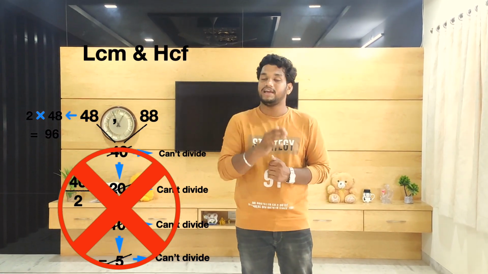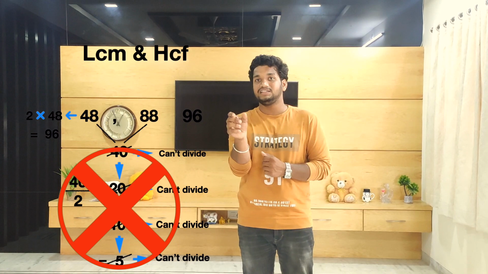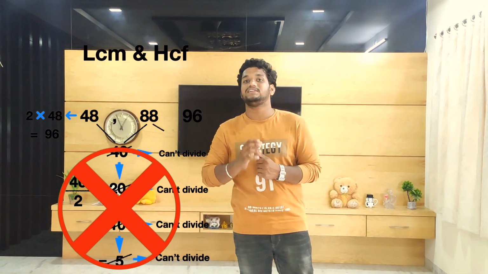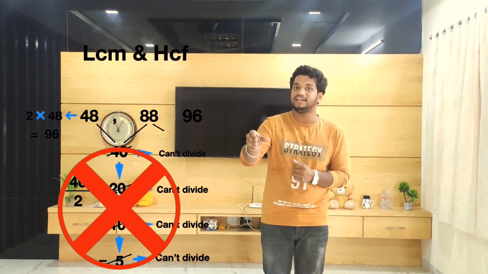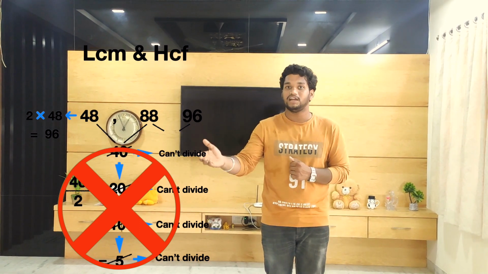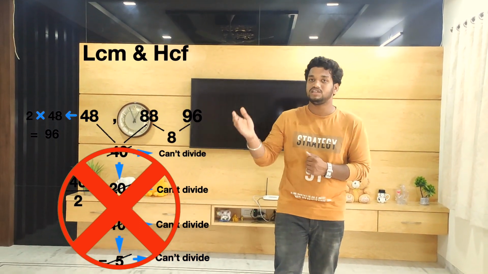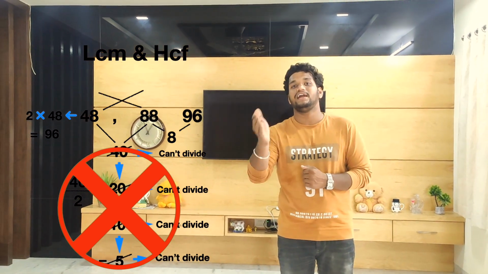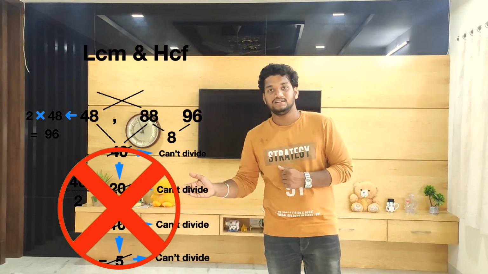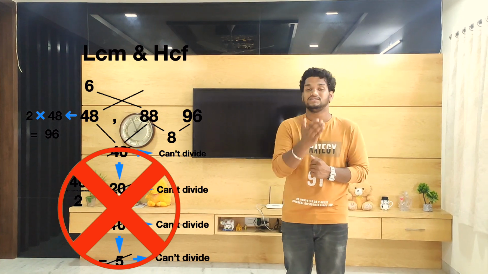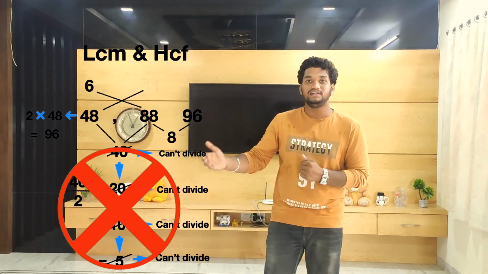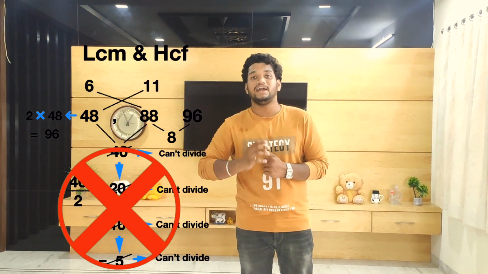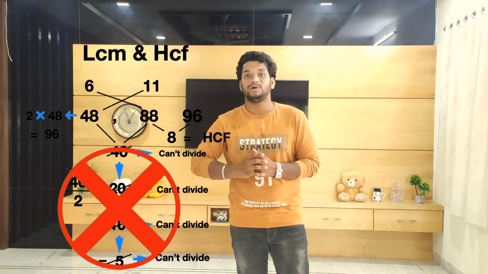Now next step, again it is common. I'll take the difference between 88 and 96. What is the difference between 88 and 96? 8. Now by using 8, I will check whether it can divide 48 and 88 or not. 8, it can divide 48, yes. 6 times it can divide. 8, it can also divide 88. 11 times it can divide.